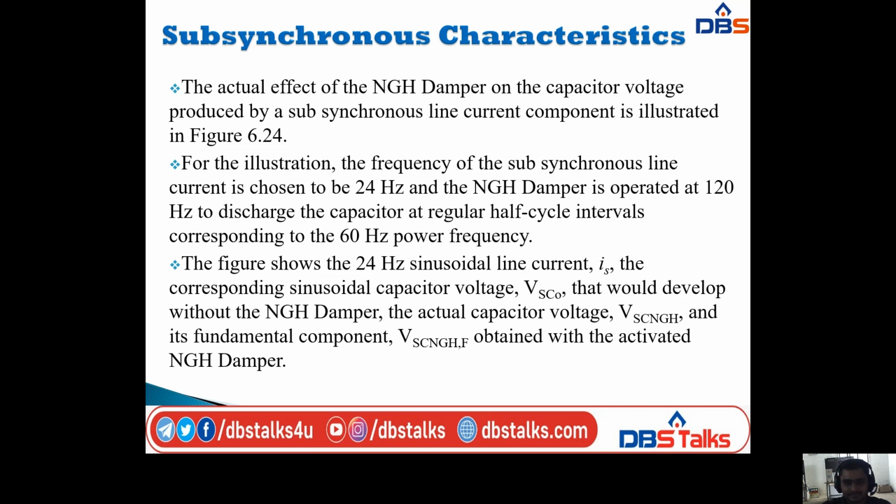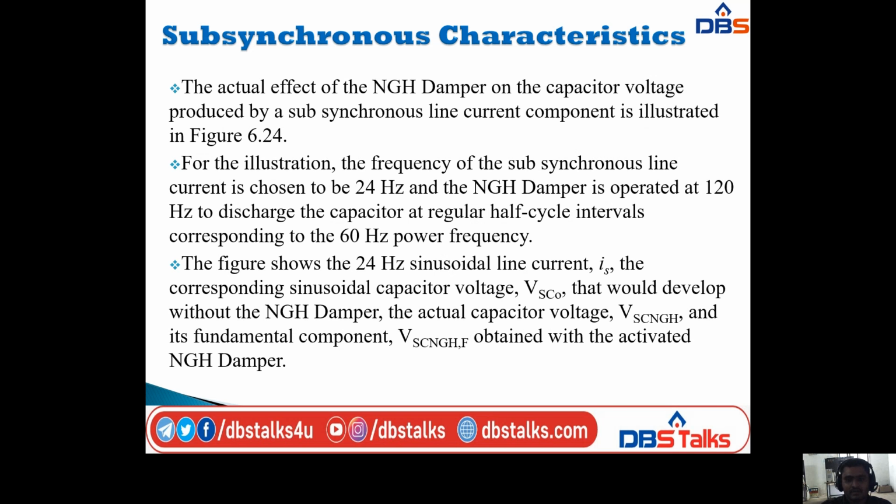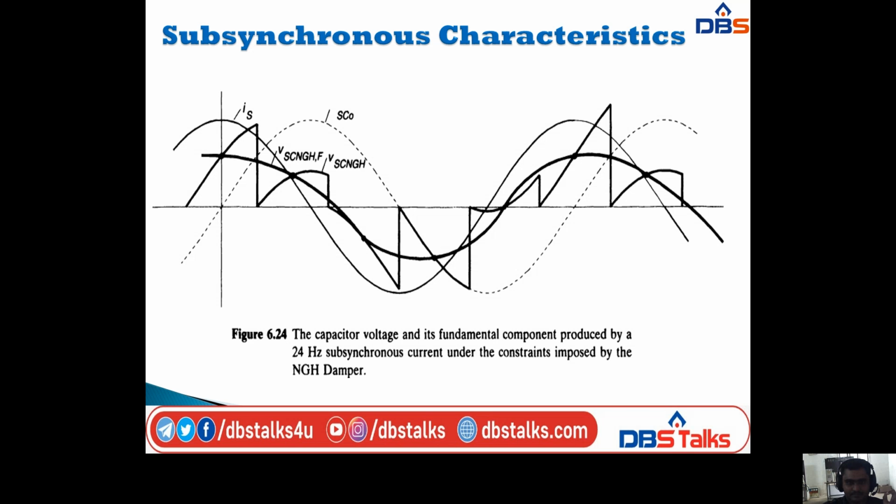Okay, and next, the corresponding sinusoidal capacitor voltage, that is VSC0. So the sinusoidal capacitor voltage VSC0 is this one, that would develop without the NGH damper. The actual capacitor voltage, that is VSC NGH, and its fundamental component, that is VSC NGH F, obtained with the activated NGH damper. So that is this one.